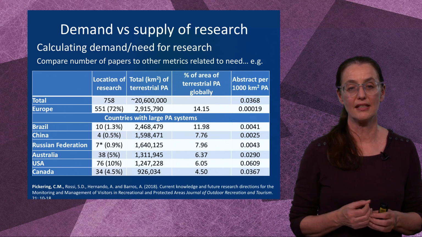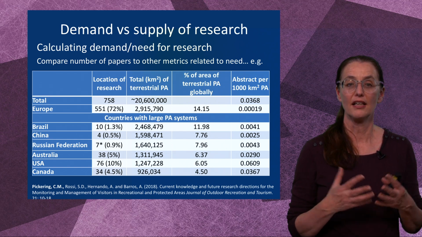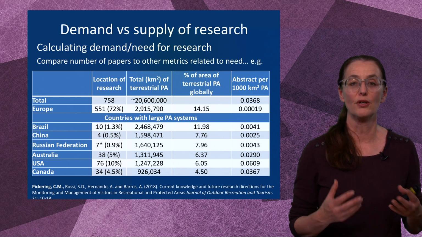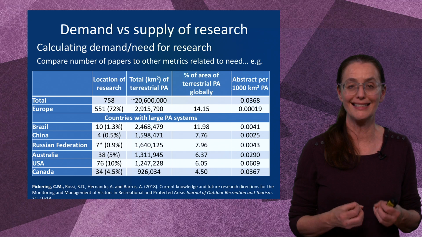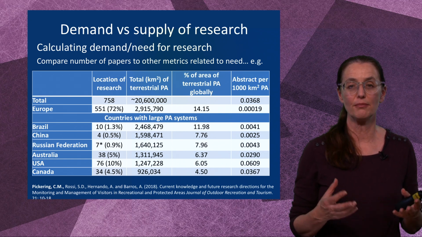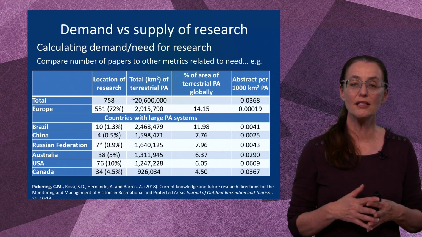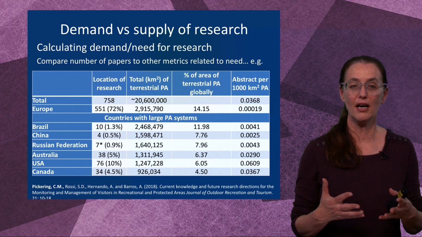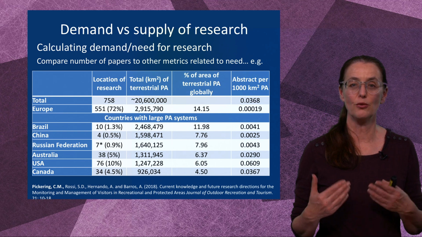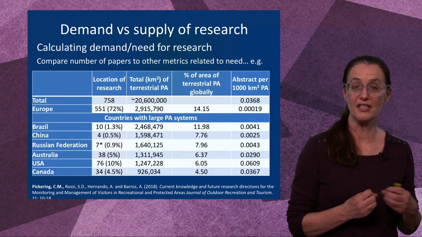So this was a study where we looked at abstracts from a conference. What we did is we said, okay, there were 750 abstracts across the conference, and 72% of them were from Europe. That's not surprising considering that the conferences were held in Europe. But this is about people visiting protected areas, PA, the protected areas abbreviation. So what we did is ask, how much of the global area of protected areas is represented by Europe? So what percentage of protected areas? It's 14%, but it's 72% of the papers.